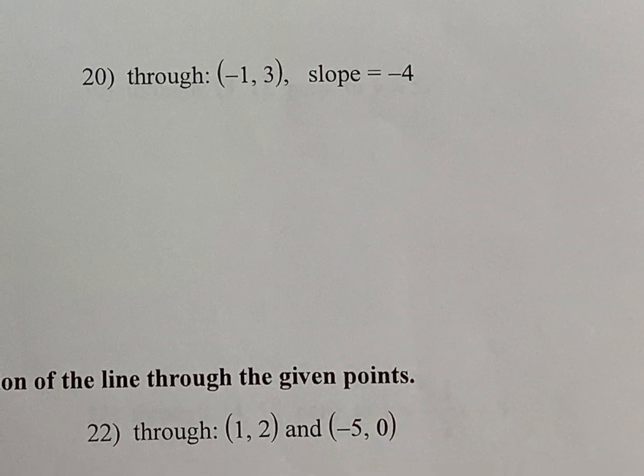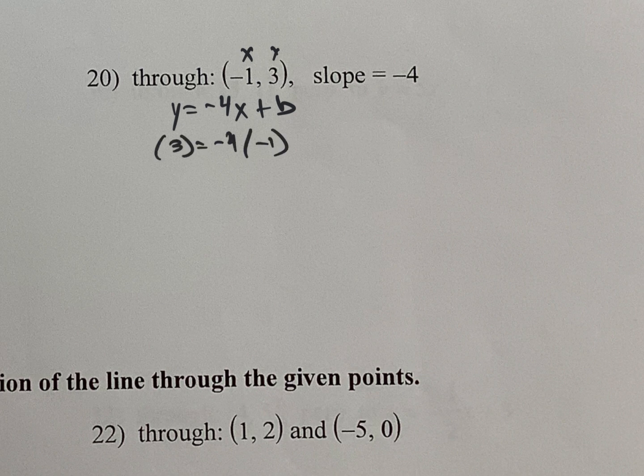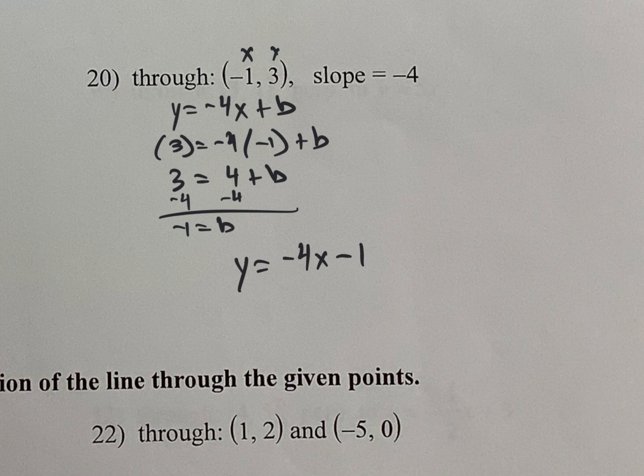20, same thing. So our slope is negative 4. Y equals negative 4x plus b. Everybody substitute the x and the y. Okay. 3 equals positive 4 plus b. Subtract 4. And get negative 1 equals b. Then rewrite your equation. Y equals negative 4x minus 1.